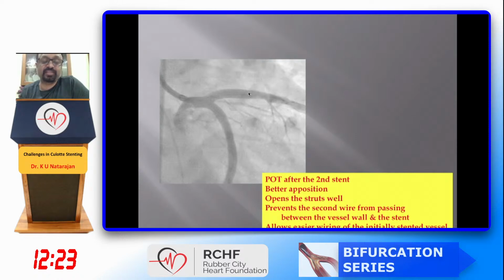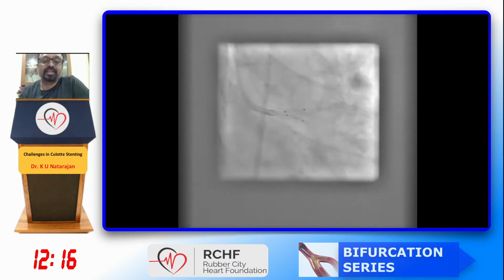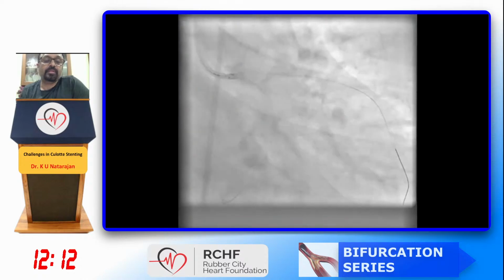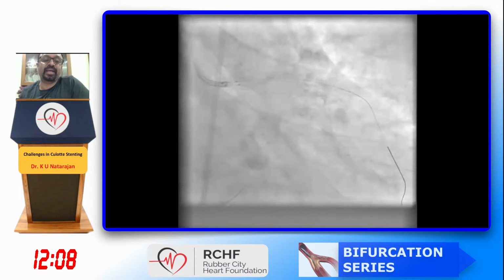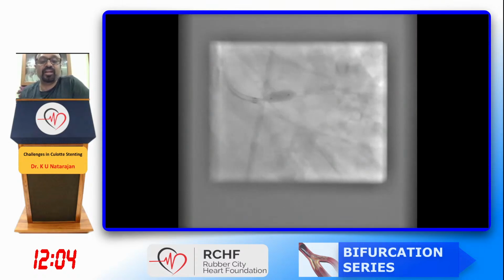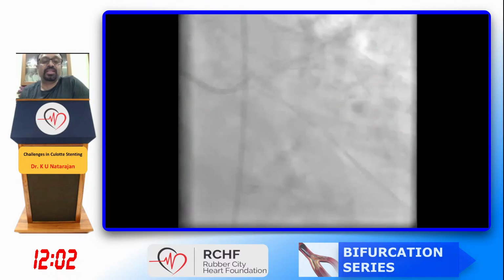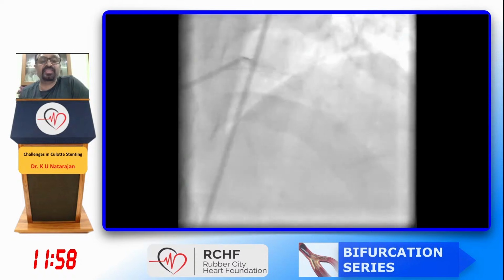The first stented vessel, you don't want an abluminal passage. So that is the importance of the second POT. And then we ended up with a kissing balloon inflation. This is to show how nicely the ostium of the LAD and the circumflex have been achieved in this process. And then a final POT, with a 5 millimeter balloon in the LAD. And that is the final result.